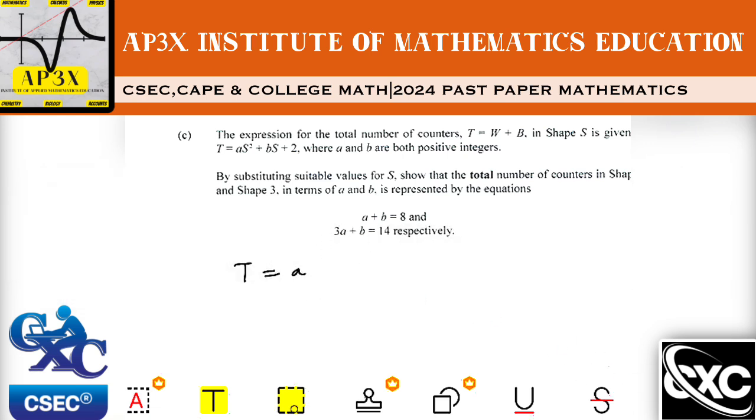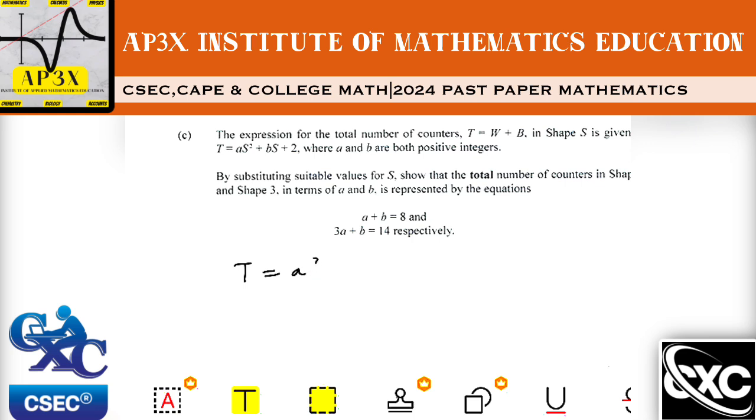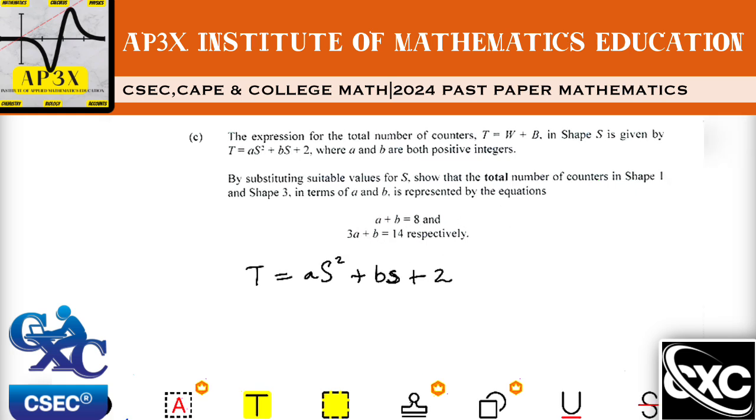Okay, let's just remove the entire thing here. So that's AS squared plus BS plus 2. All right. Now, it says where A and B are both positive integers. Now, it says by substituting suitable values for S, show that the total number of counters in shape 1 and shape 3 in terms of A and B is represented by the equation. So we have to prove this equation here.